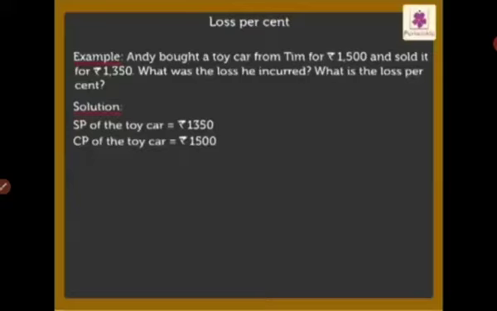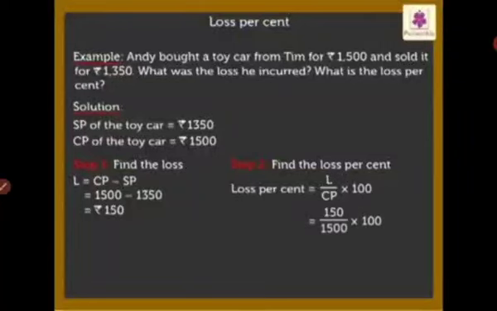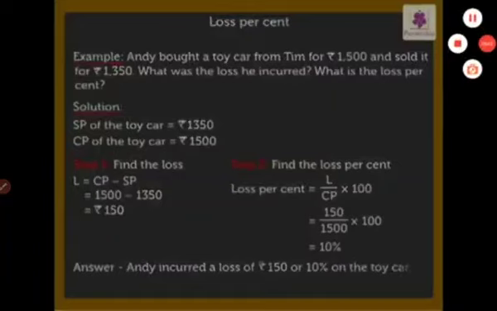To find the answer, we follow these steps. Step 1. Find the loss. Loss is equal to cost price minus selling price, which is 150 rupees. Step 2. Find loss percent. Loss percent is equal to loss upon cost price into 100, which is equal to 150 upon 1500 into 100. On simplifying, we get 10%. Thus, Andy incurred a loss of 150 rupees or 10% on the toy car.